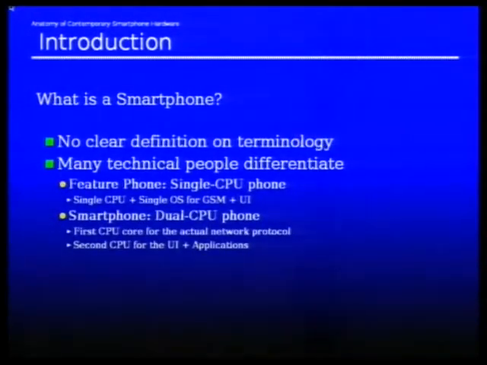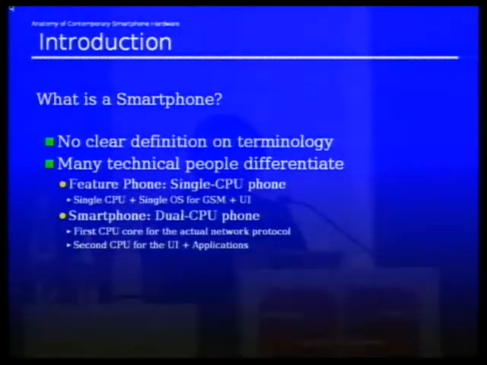What I call a smartphone, also for the remainder of this talk, are phones that contain two main processors: one CPU core that actually implements the network protocol, like GSM, UMTS, HSDPA, HSUPA, and so on, and another CPU core which actually runs the user interface and applications. So basically a smartphone is something like a traditional old-fashioned GSM feature phone, which some people also call a GSM modem, and a PDA in one device. That's basically what you get.